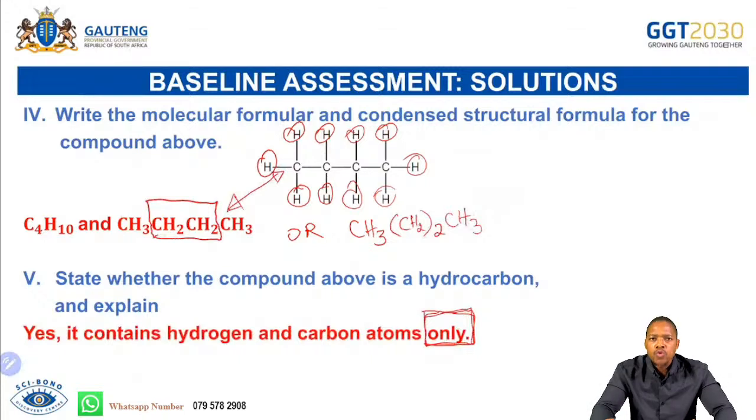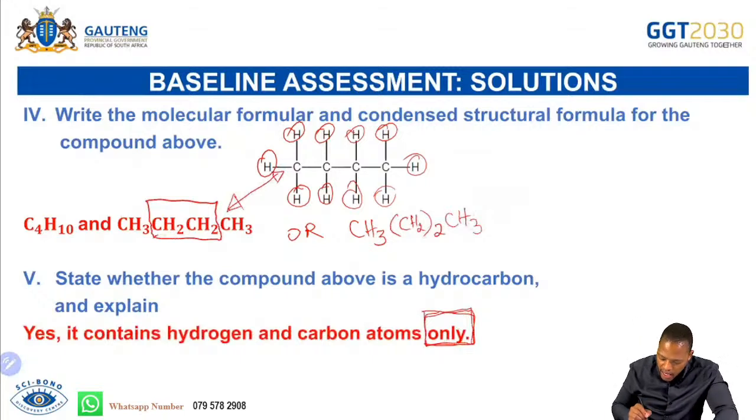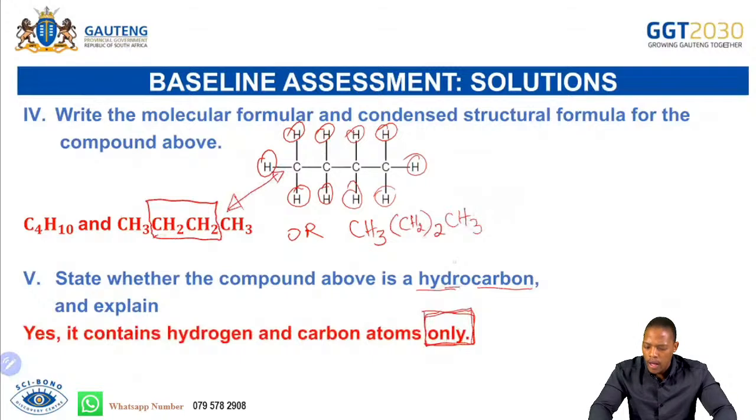A hydrocarbon is going to be an organic compound that contains hydrogen and carbon atoms only. There must be no other atom besides hydrogen and carbon. It's there in the word hydrocarbon. Hydro, short for hydrogen, carbon, telling you that there is also a carbon there. Okay, so that was our baseline assessment. Those are just simple questions that we are asking to ascertain whether people know what is needed for us to be able to move on to today's lesson.